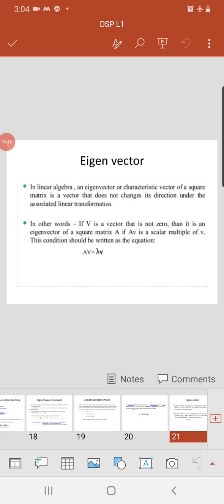Next is eigenvector. In linear algebra, an eigenvector or characteristic vector of a square matrix is a vector which does not change its direction under the associated linear transformation. In other words, if V is a non-zero vector, then it is an eigenvector of square matrix A if AV is a scalar multiple of V. This condition can be written as the equation AV = λV.